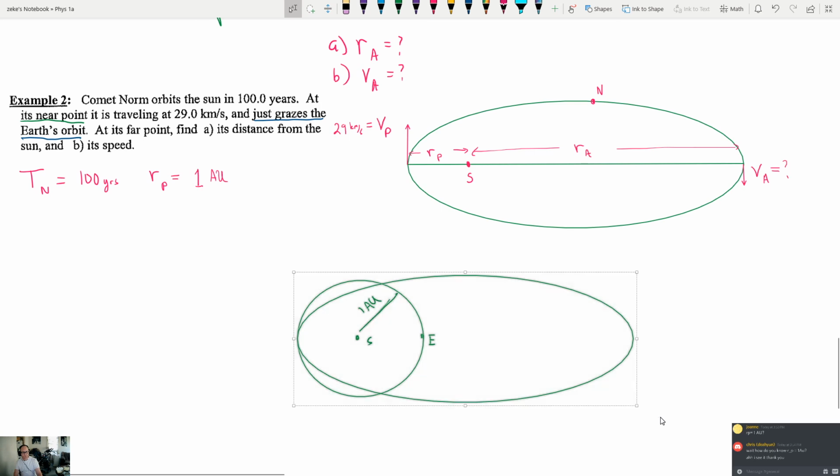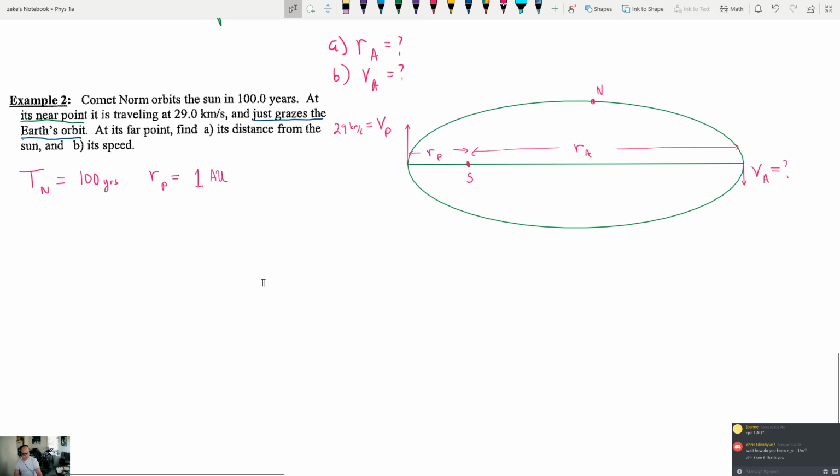Okay, no problem. All right, so 100 years, 1 AU, all this information. So again, our goal now is to find its distance from the sun and its speed. How can we find either one? Whatever one you all want to do first, we can do either one. How could we start this? How would we start figuring this out?